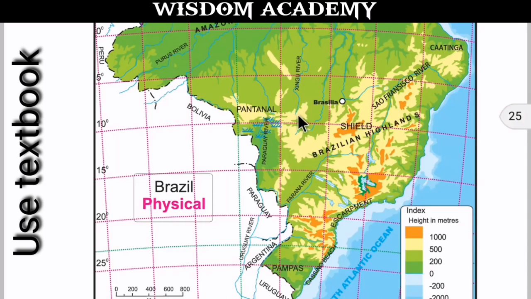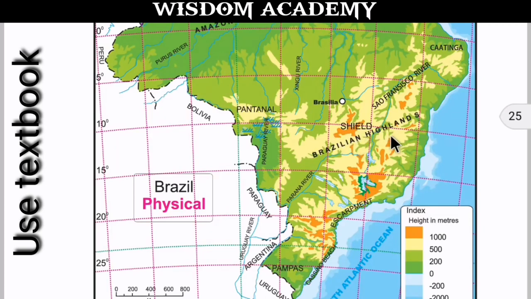First we will talk about highland. See, southern Brazil is occupied by extensive plateau. So this is the plateau region. Ye jo yellowish region dikh raha hai, ye plateau region hai. It is occupied by extensive plateau. It is differently described as Brazilian highland, Brazilian shield or Brazilian plateau.